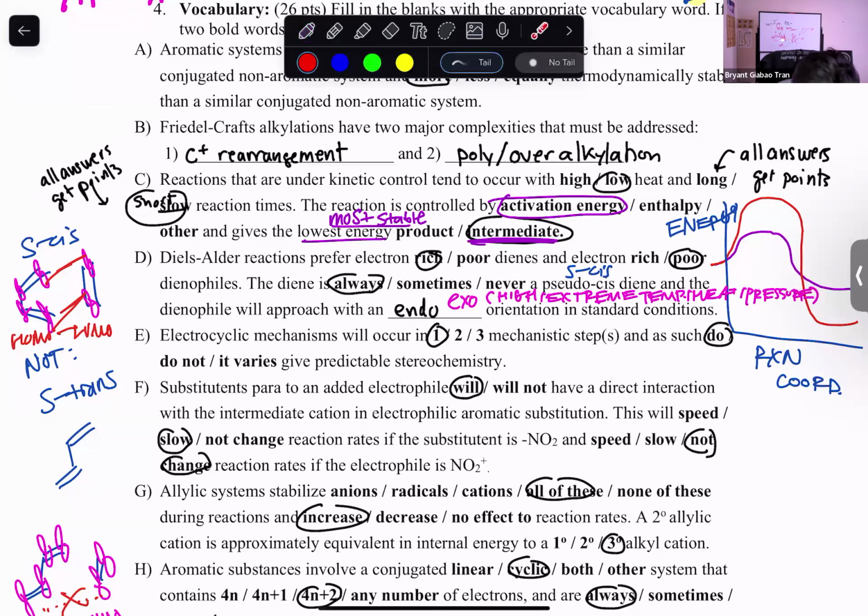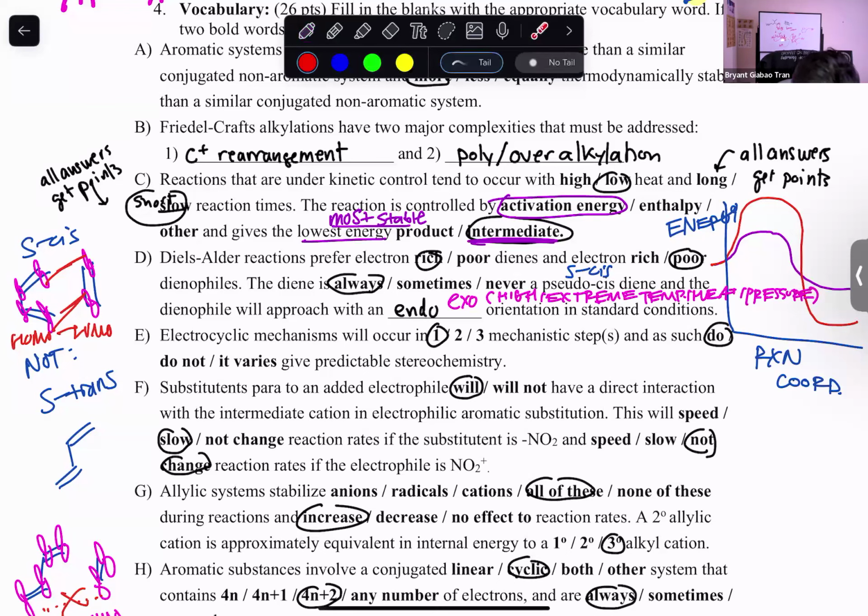Make sure to know all the EAS mechanisms: halogenation, nitration, sulfonation, Friedel-Crafts alkylation, Friedel-Crafts acylation, because I think one of those will be tested on tomorrow's midterm. One of those EAS mechanisms will be tested. Make sure to know all those mechanisms. Write that down on your note card.